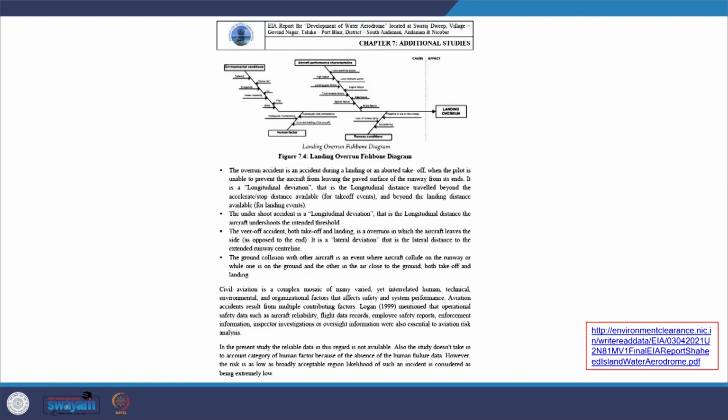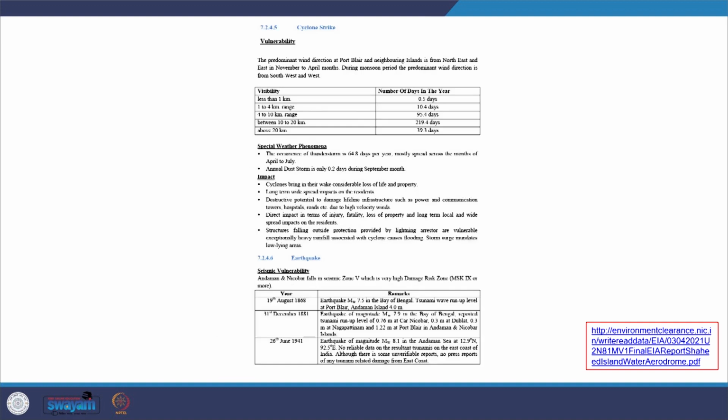So with respect to landing, you can see that they have done a fishbone diagram of what possible scenarios can happen. And then also, you see in the reports, they have done the study of cyclone strike, and they have looked into the vulnerability. So here you see the visibility, the number of days in the year, what would be the visibility range. So they have also looked into the vulnerability aspect and what kind of impact it would have with respect to cyclone strike. And then likewise, you can see with the earthquake, they have looked into the historic data and tried to understand that as well.